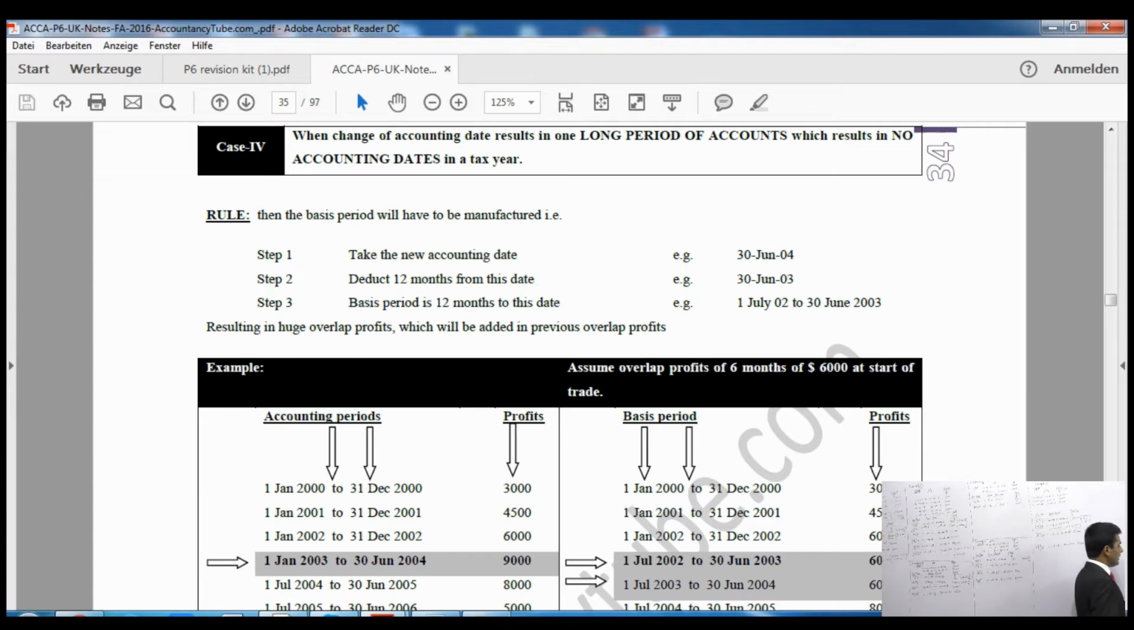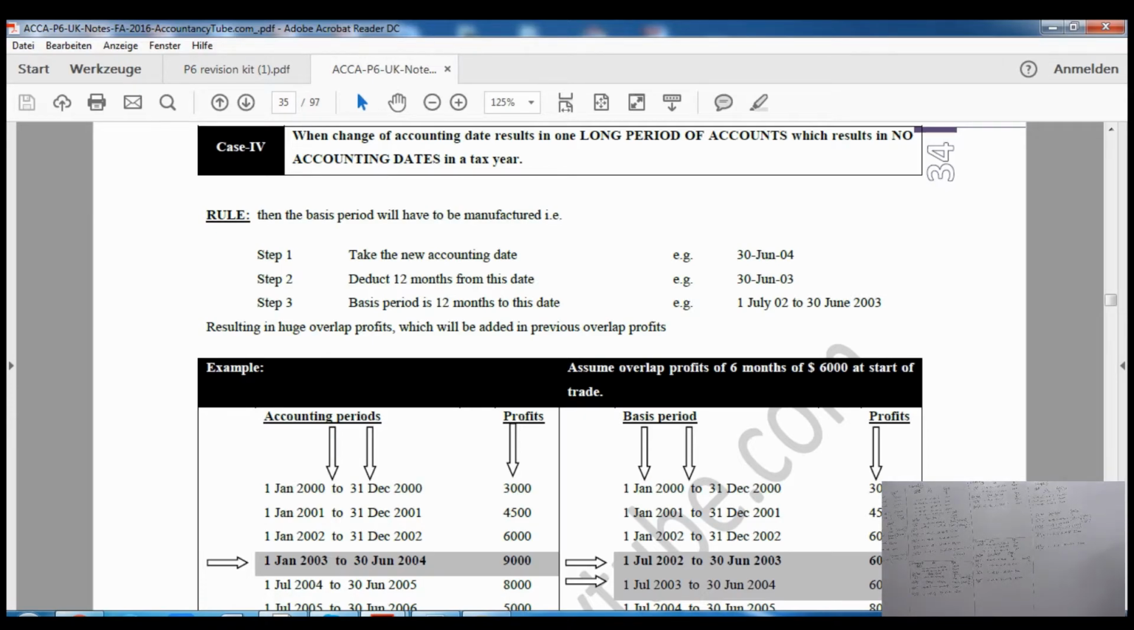But how to calculate the basis period? It is a little complicated one. So what does the rule say? That the basis period will have to be manufactured. So how can we manufacture it? First, we take the new accounting date. So the new accounting date will be given.